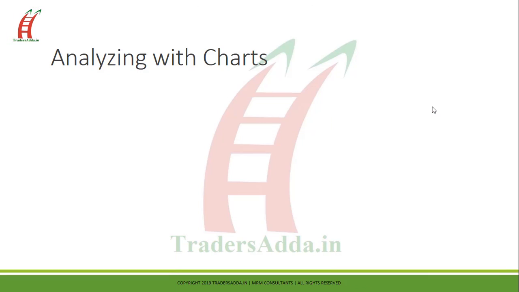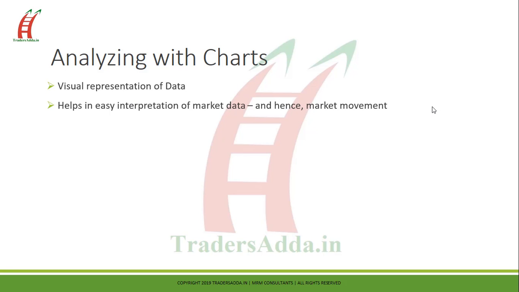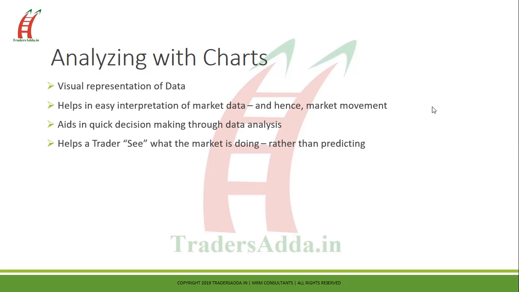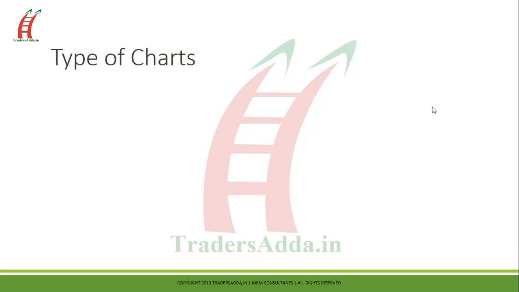Analyzing with charts. How it helps to analyze with charts. Charts provide a visual representation of data. They help in easy interpretation of market data, and hence, market movement. Charts aid in quick decision making through data analysis. Charts help a trader see what the market is doing, rather than predicting. Charts help in making comparisons, identify patterns, and recognize trends.